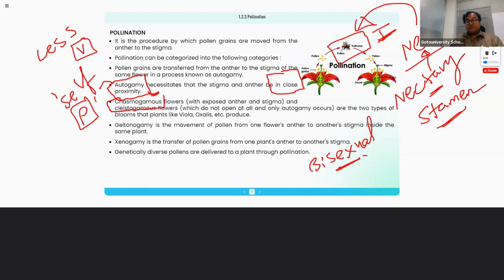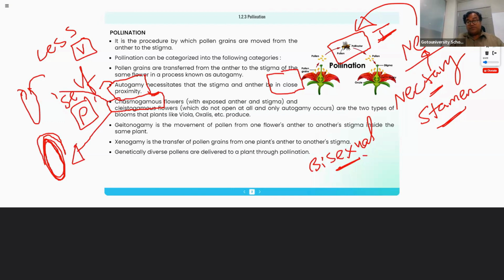Autogamous denotes that the male and female reproductive systems are in close proximity, that means in the same flower. Chasmogamy is having the male and female gametes exposed. Cleistogamy is completely closed. The male and female reproductive systems are inside the same flower, and the sepals and petals are completely closed, wrapping up the male and female reproductive organs. So there is no chance of cross-pollination. In cleistogamy, there is no chance of cross-pollination.